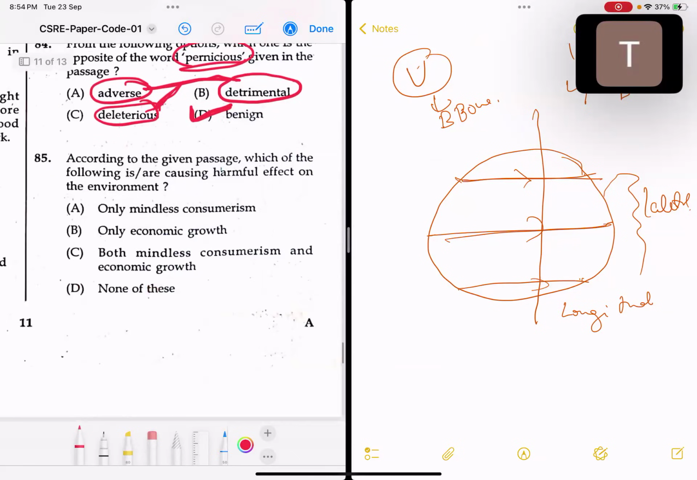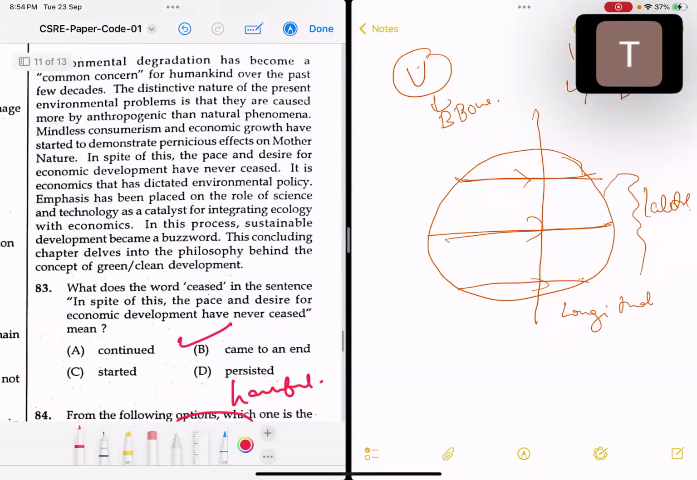Now let's come to question number 85. According to the given passage, which of the following is or are causing harmful effect on the environment? It's directly from the passage itself that says that mindless consumerism and economic growth have had a most negative impact on Mother Nature, right?